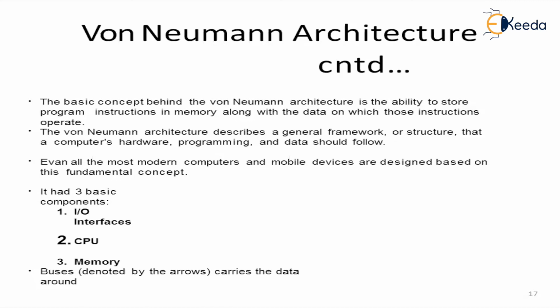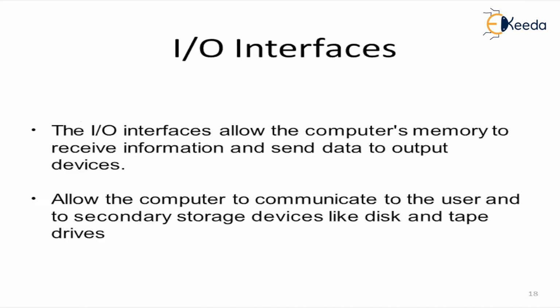Now, the buses are responsible for carrying the data. So what are those buses that are responsible for carrying the data from one place to another? The thing that should come to your mind is the system bus. In the system bus, it is the address bus, data bus, and the control bus that are responsible for the flow of data from one destination to the other.